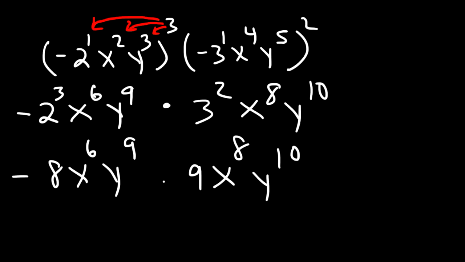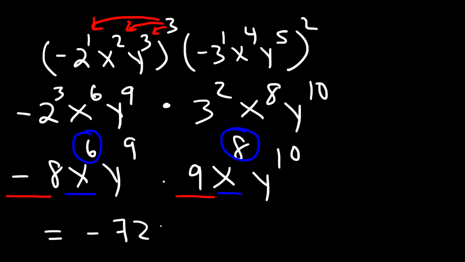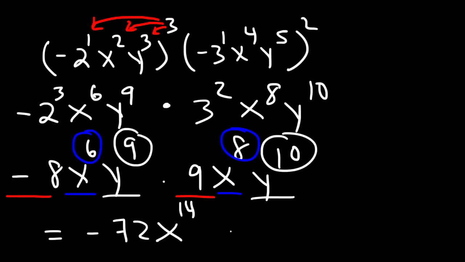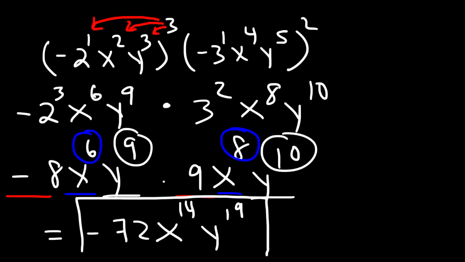So what we need to do now is multiply negative 8 by 9, which is negative 72. Next, we need to multiply x to the 6 times x to the 8. So we need to add 6 plus 8, which is 14. And finally, y to the 9th times y to the 10th. So 9 plus 10 is... not 11. 9 plus 10 is 19. And so the final answer is negative 72 x to the 14th power y to the 19th power.